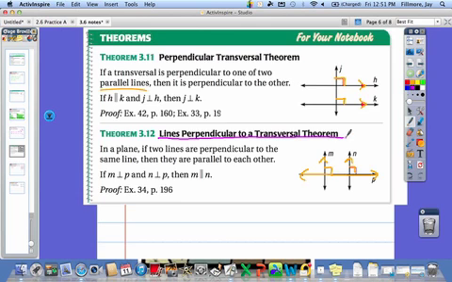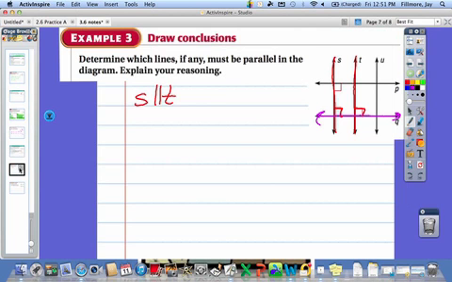I would say the entire name, the lines perpendicular to a transversal theorem, because I always ask you all to put the names, but for the sake of the notes and keeping it short, I'm just going to call this Theorem 3.12. You also could say something about corresponding angles being congruent, because these are both right angles, they're both 90 degrees, but with using the new theorems, it's Theorem 3.12.